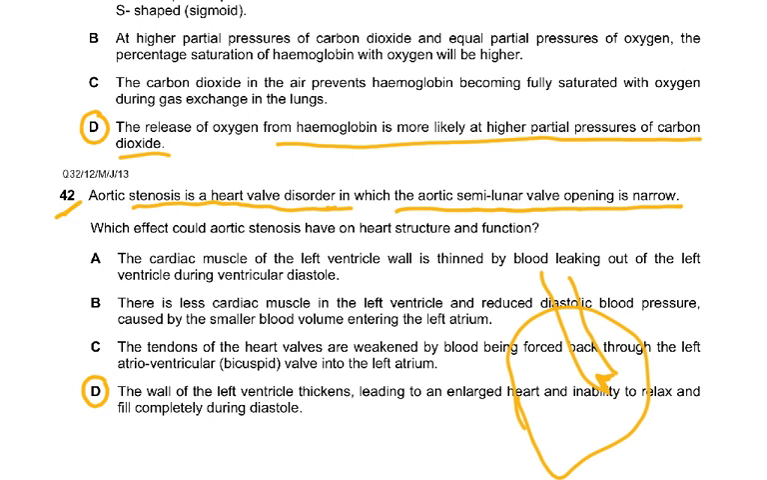Because the left ventricle wall will have to work much more. So the wall of the left ventricle thickens, leading to an enlarged heart and inability to relax and fill completely during diastole. Because now the left ventricle has to work more, because the passage through which the blood was passing now is narrower, so it has to overcome higher resistance and exert more force, and the ventricle has to contract more forcefully.